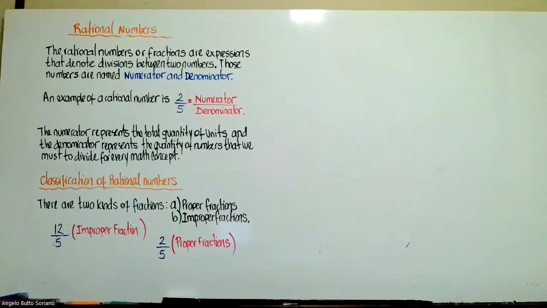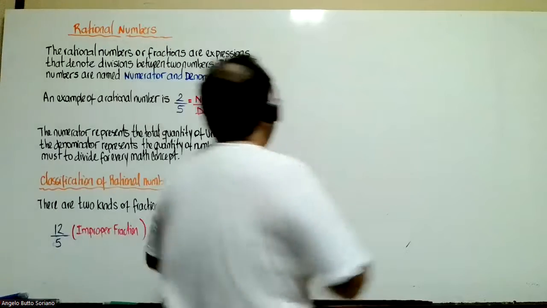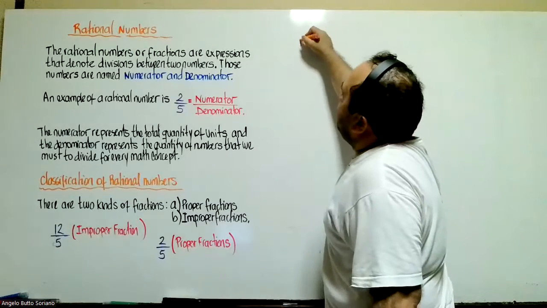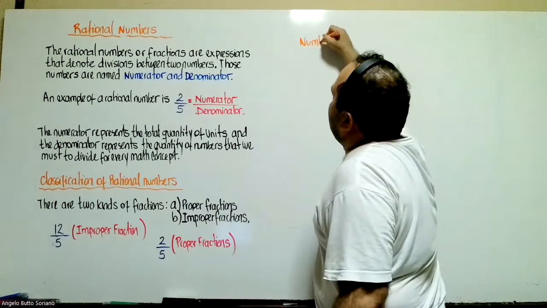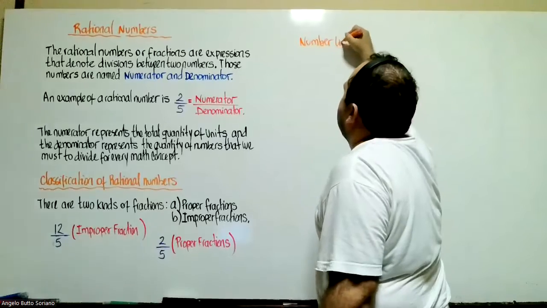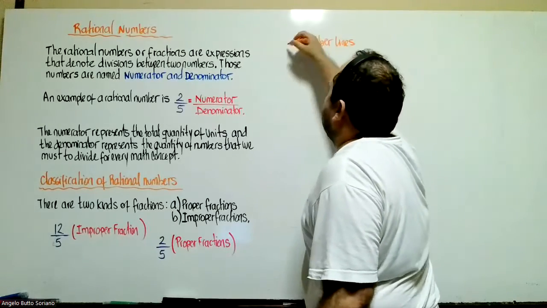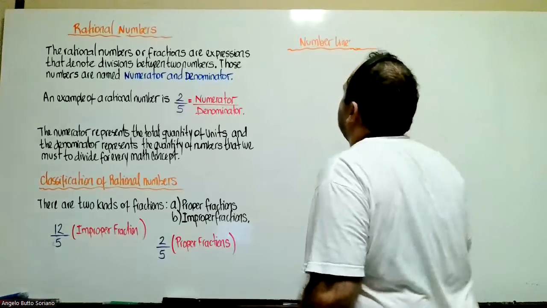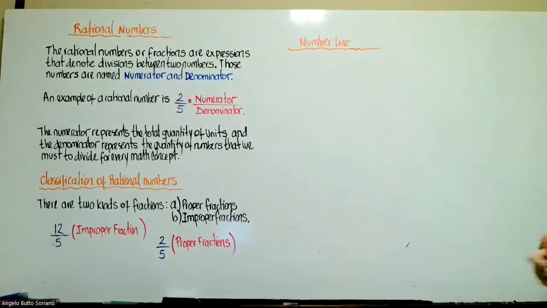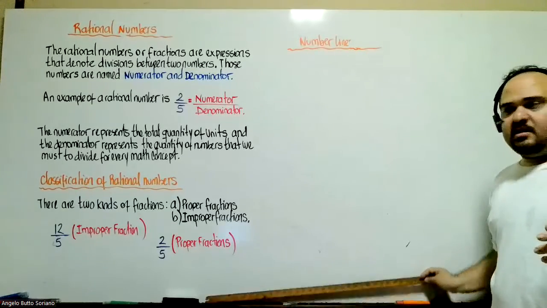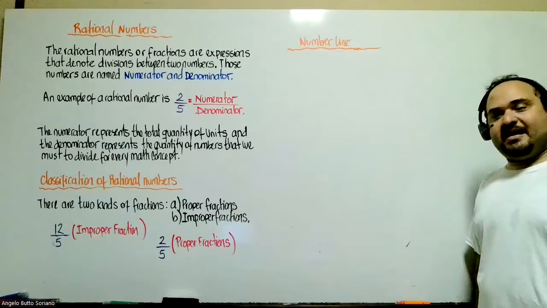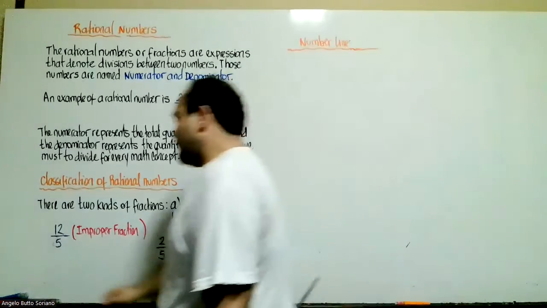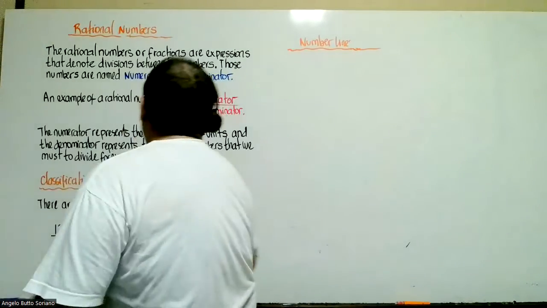Okay, but in the number line, if you remember, the number line is the horizontal line that represents the integers, the real numbers. So this number line can be divided into parts, the positive numbers and negative numbers. Well, let's see an example.